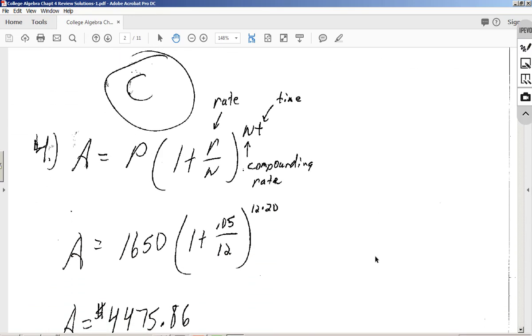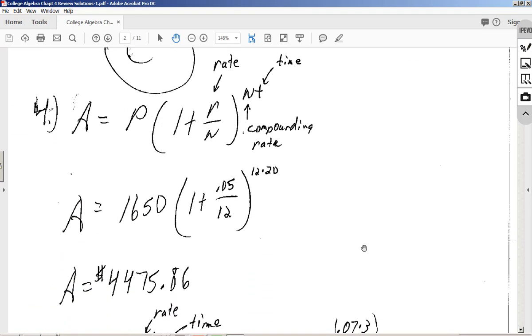So looking at number 4. Number 4 says, use the compound interest formulas A equals P times 1 plus R over N to the NT, and A equals PE to the RT to solve. So we want to go ahead and use our formulas. It says, find the accumulated value of an investment of $1,650 at 5% compounded monthly for 20 years.